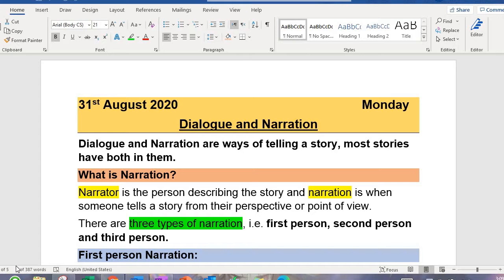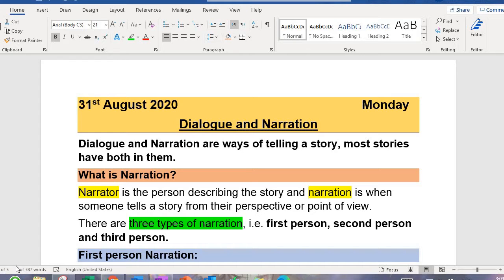Today I'm going to talk to you about dialogue and narration. Both of these are very important as far as writing a story or even reading a story is concerned. Both of these are ways of telling a story, and most stories have both of them. So let's first discuss what is narration.